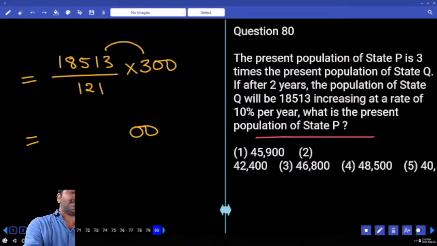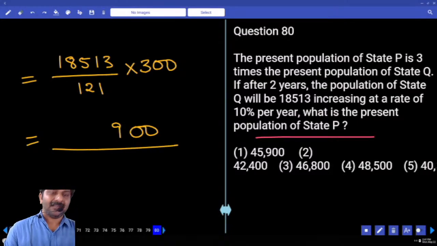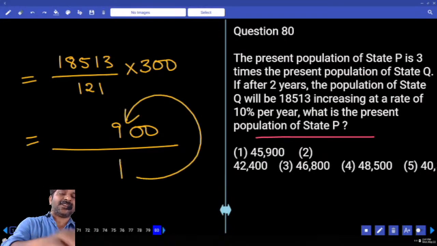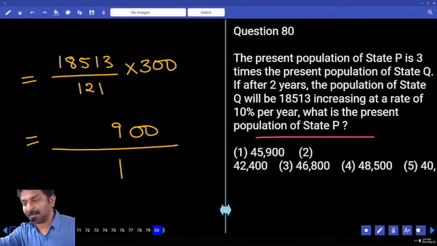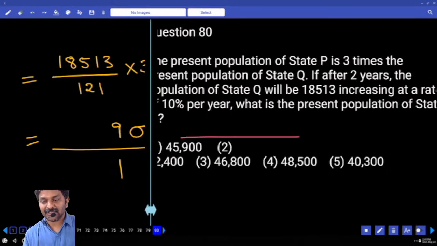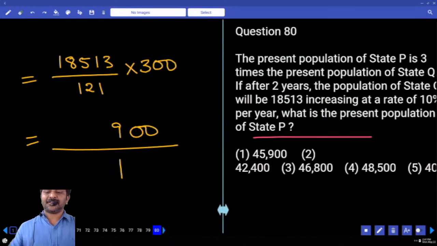3 into 3 ends with, okay, numerator is ending with 900, denominator is ending with 1 into which number ends with 9? That means the answer also should end with 900, right? How many options are there? Only the first option, 45,900 final. Yes. If multiple options are there, look at this.